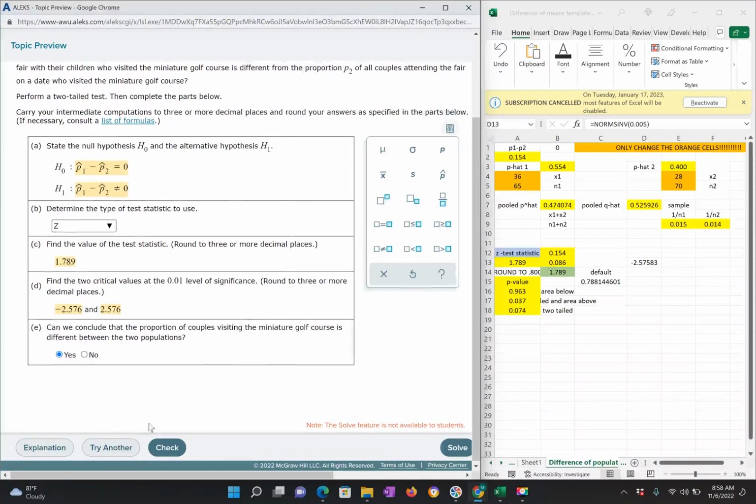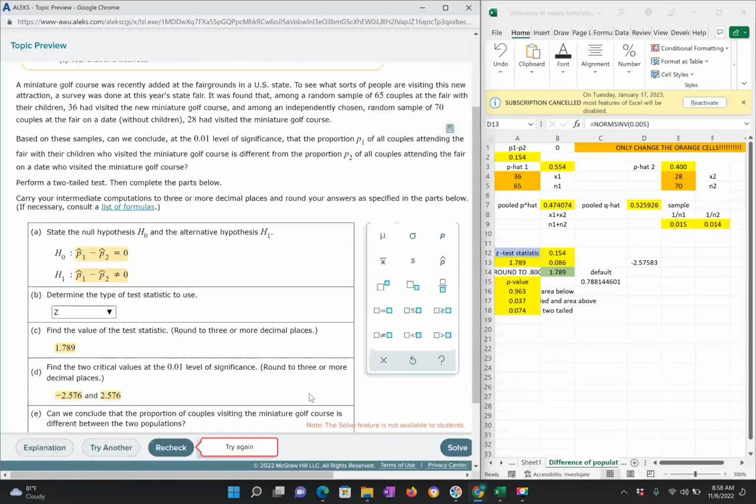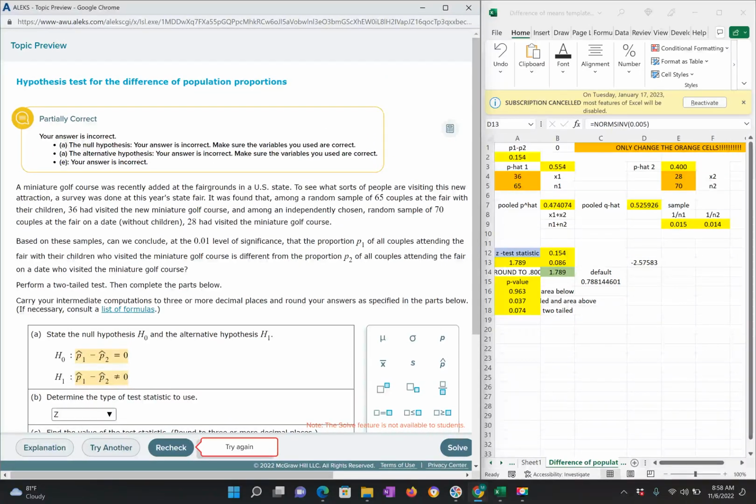This one should not be that bad. Let's check it and make sure that we are good on the rounding. Okay, so it's telling me something's off.